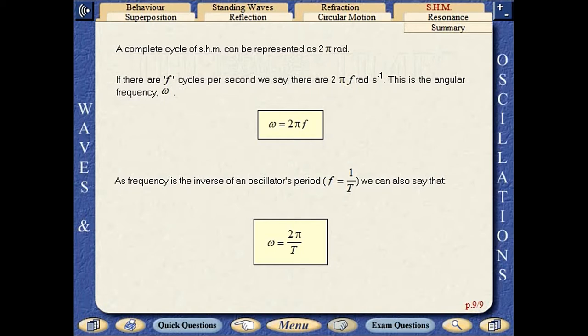A complete cycle of simple harmonic motion can be represented as 2 pi radians. If there are f cycles per second, we say there are 2 pi f radians per second. This is the angular frequency. As frequency is the inverse of an oscillator's period, we can also say that omega equals 2 pi over T.